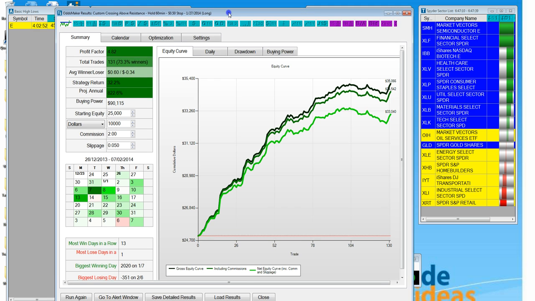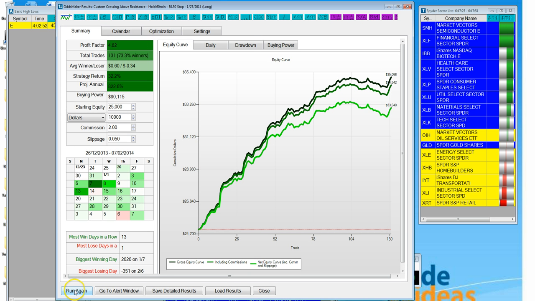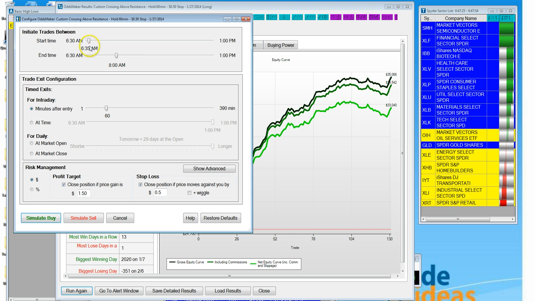Now, let me just show you in the run again section. Here is where you can actually set it. Now, you might wonder, well, why did I put 6:30? Okay, first of all, this is West Coast time. I'm on the West Coast, so just think 9:35 and 11 o'clock. So this strategy has been optimized to work the best between 6:35 and 8 in the morning. So basically the first hour and a half of the day.